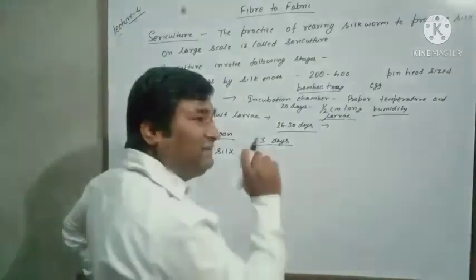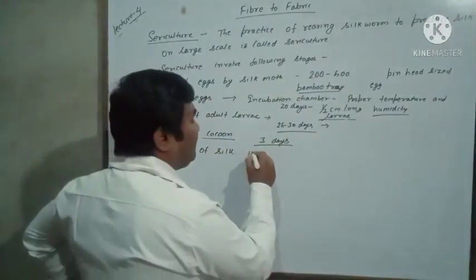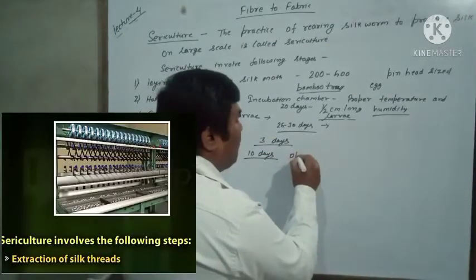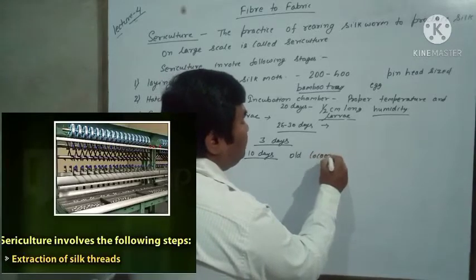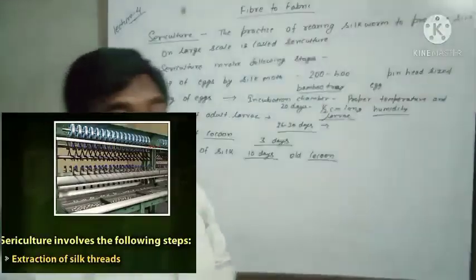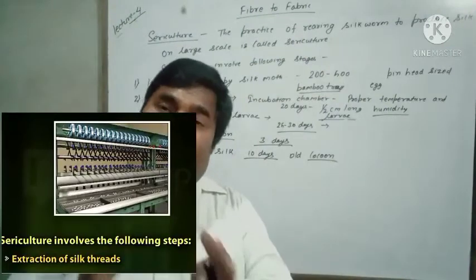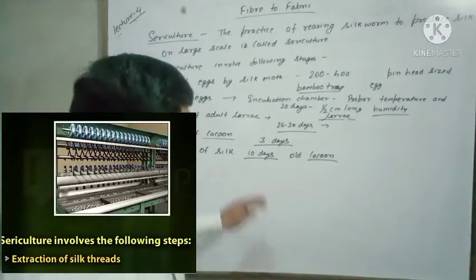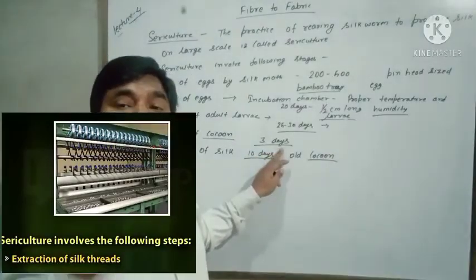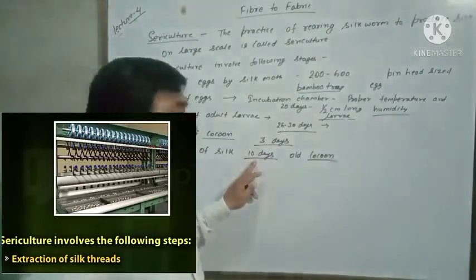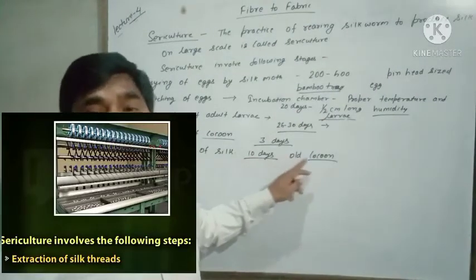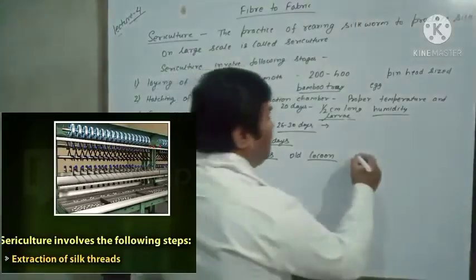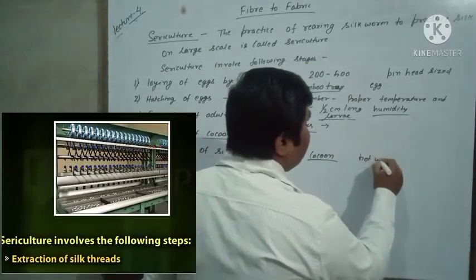So what they will do, after 10 days, means 10 days old cocoon. 10 days old cocoon means farmer will keep a track when the formation of cocoon has started, and after 3 days cocoon formation has completed, and after 10 days, means 10 days old cocoon, they will place it in boiled, means hot water.